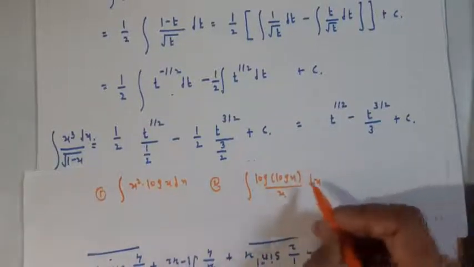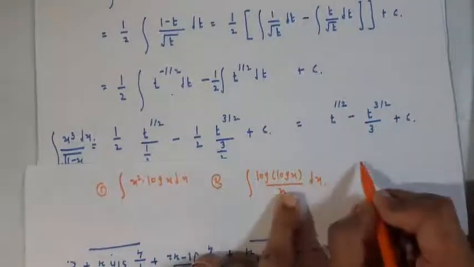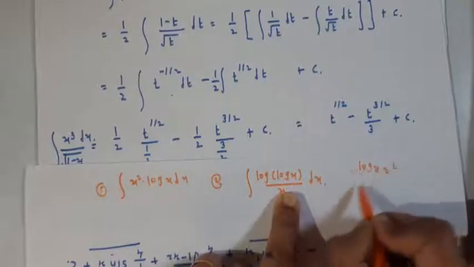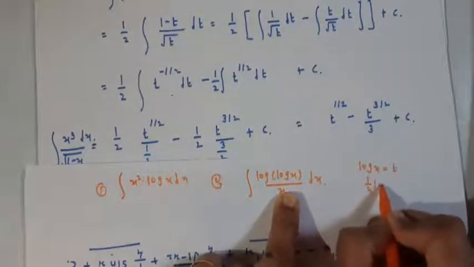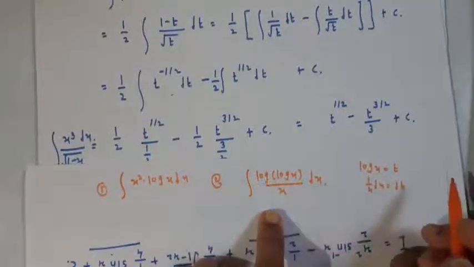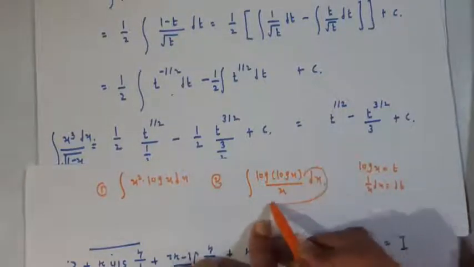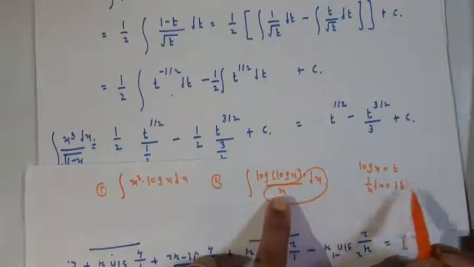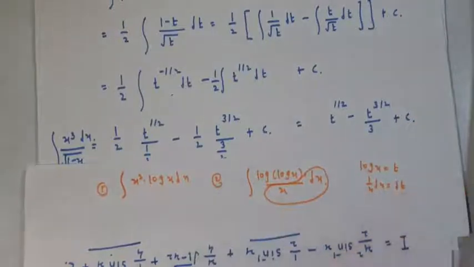To solve the second problem, give the substitution for log of x, that is, put log of x equal to t. You will get 1 upon x dx equal to dt, and therefore the value of dx upon x will be dt, and log of t into dt. In this way you can solve the problem. Okay, solve the problems and send it to me.